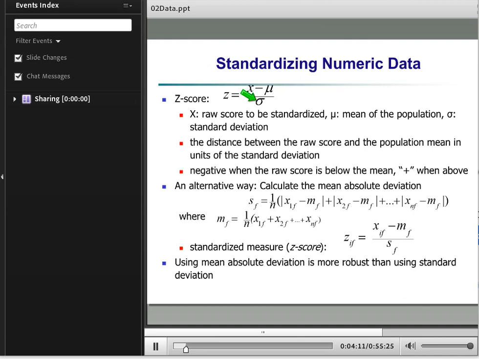Here we have a standard deviation, and the standard deviation calculation is not simple. It's a little difficult. So sometimes some people use absolute deviation instead of standard deviation. Absolute deviation is calculated in this way, which is much simpler than the calculation of standard deviation.